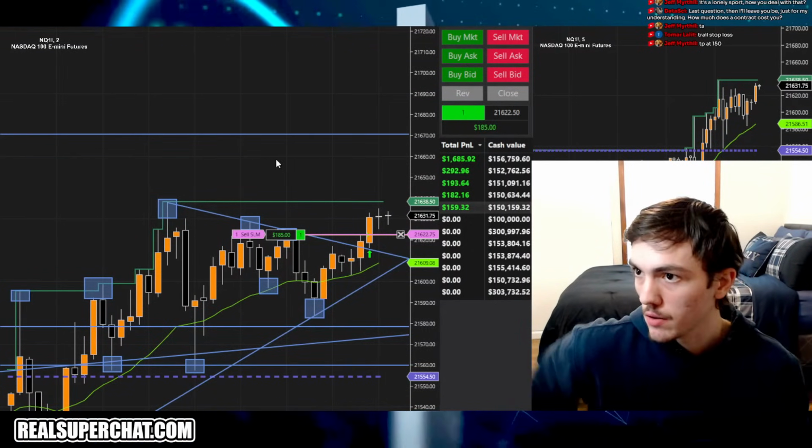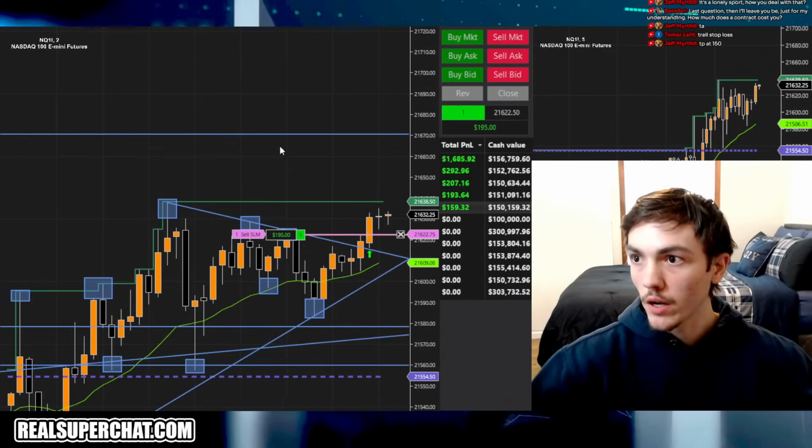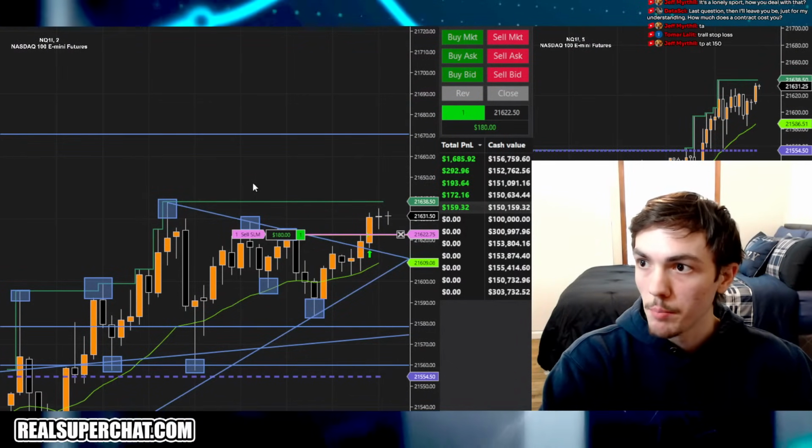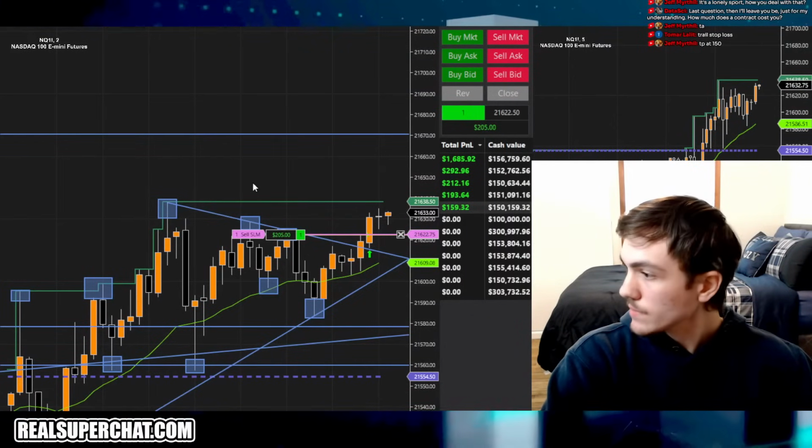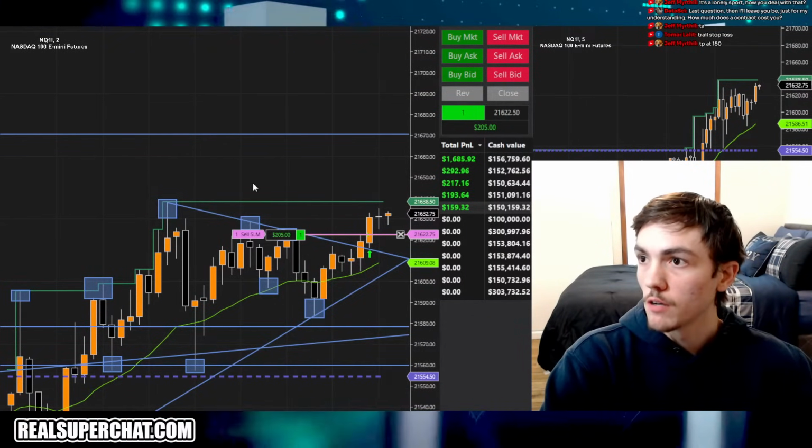Looking a little weak. May get stopped here. May wick. My bet would be on a wick up, break the highs, but take profit at 150.